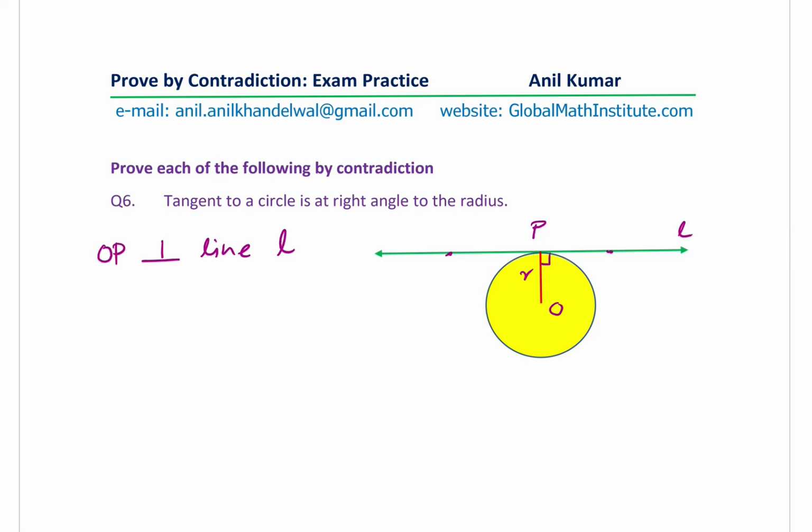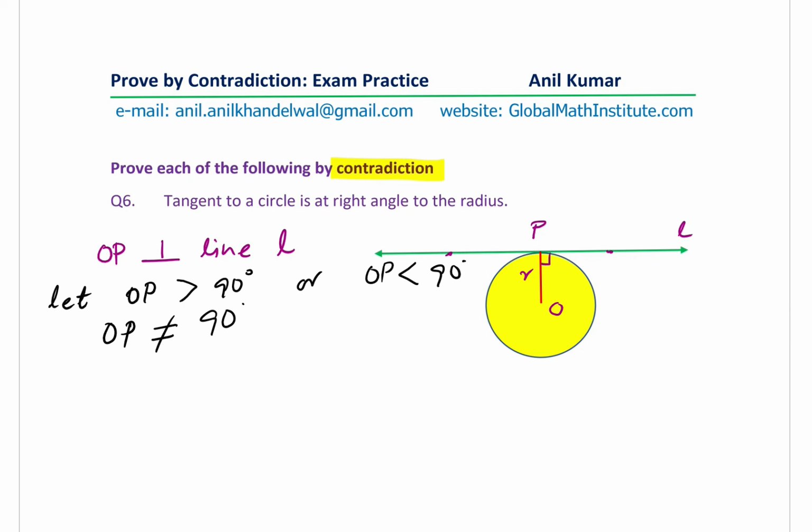Okay. Now, the question is, how do we prove it? We'll use contradiction to prove it. So we'll say let it not be perpendicular, right? So we say let OP be greater than 90 degrees or OP be less than 90 degrees, right? So OP is not equal to 90 degrees. So we are saying basically let the angle be not equal to 90 degrees. Is that clear to you? Correct? In that case, what happens?